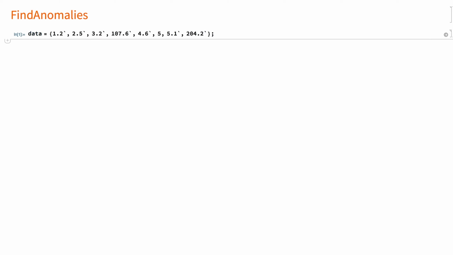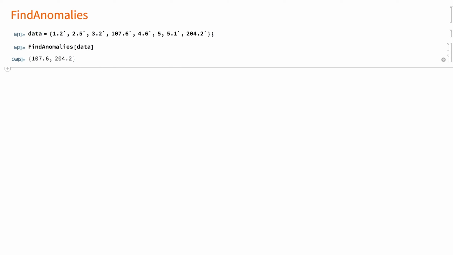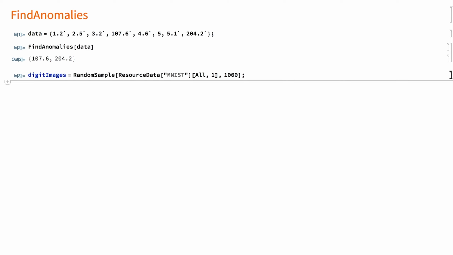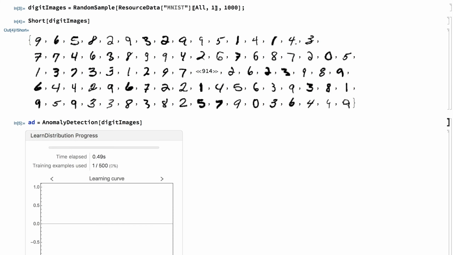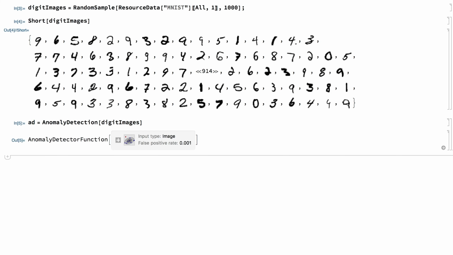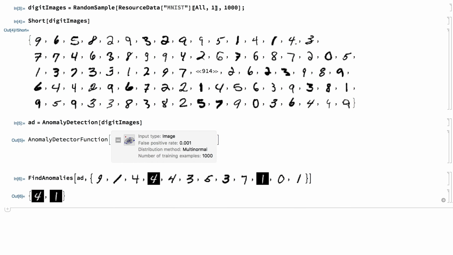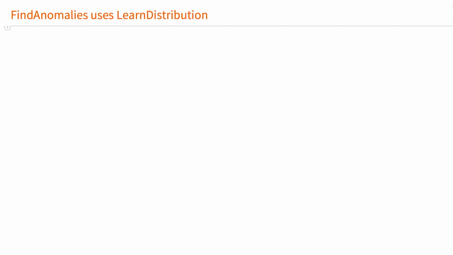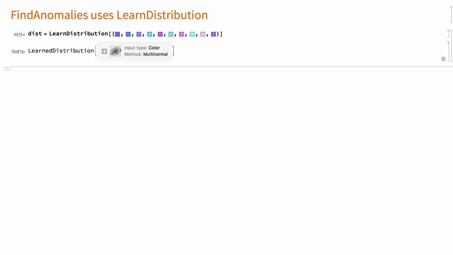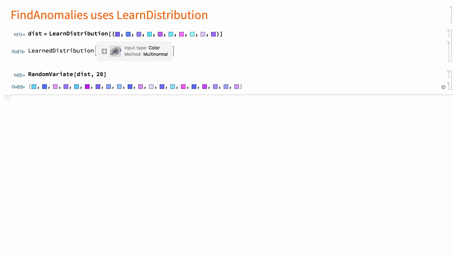Outliers or anomalies are data points that are very different from most other data points. They are rarer. We can find such anomalous elements in data using FindAnomalies. Internally, FindAnomalies depends on the LearnDistribution function we covered in the previous segment, which tries to learn the underlying distribution of the data given a set of examples.